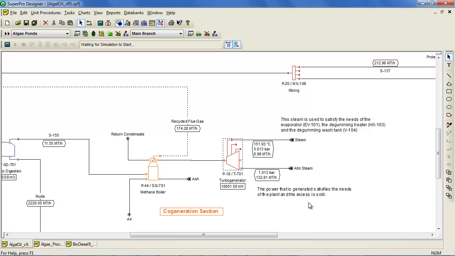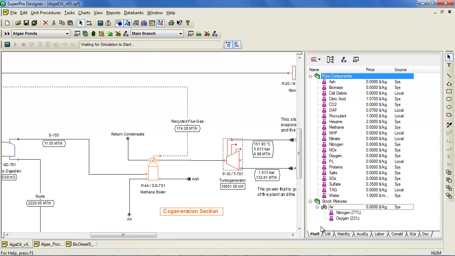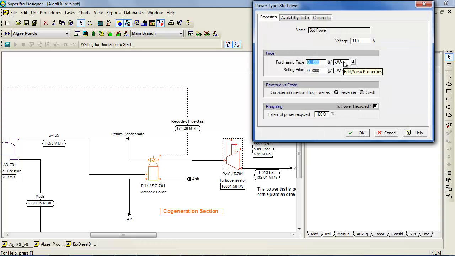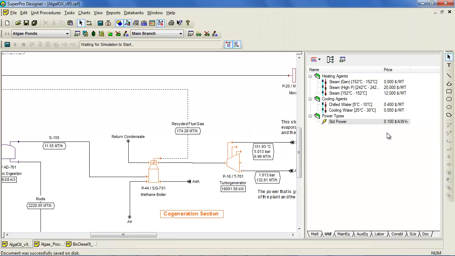To account for the financial benefit of excess on-site electricity production, a selling price of 8 cents per kilowatt hour was established for the excess electricity production. This was accomplished by first clicking the Process Explorer button, selecting the Utility tab, and opening the standard power entry. Here you can see the purchase and selling prices for electricity within this process. These values are used by SuperPro to perform financial calculations related to energy generation.